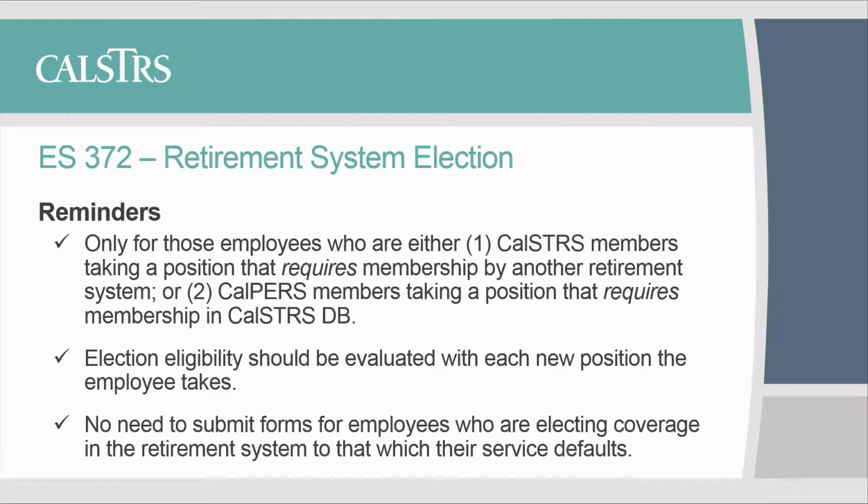And then finally, we just ask that you do not submit the ES372 form to CalSTRS if your employee is electing to have their service reported to the system it actually defaults to. We know that it defaults here. We don't need a form to tell us that it should be reported to the retirement system it defaults to. We do understand that you sometimes want to use this for your own purposes, just making sure employees know which system they're going to. So we can't stop you from giving the form, but we don't need it, so you don't need to submit it to us. But it might be good to keep a copy for your own files.